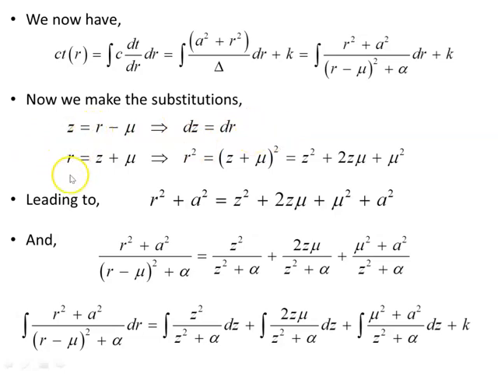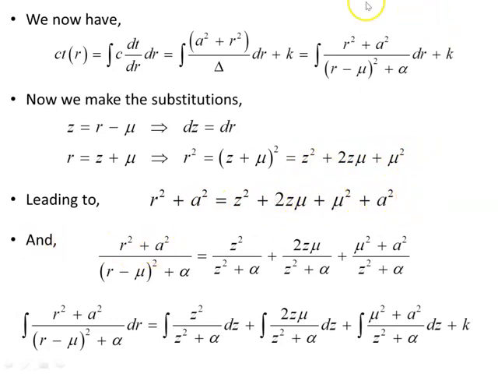And rearranging this, we can write that r is z plus mu, so that when we want to deal with r squared by itself, r squared is z plus mu all squared, and expanding that out gives us z squared plus 2z mu plus mu squared. Okay, and so for the numerator, when we want to write r squared plus a squared, we have the previous result for the r squared bit, plus the a squared on the end. So we have this plus a squared.